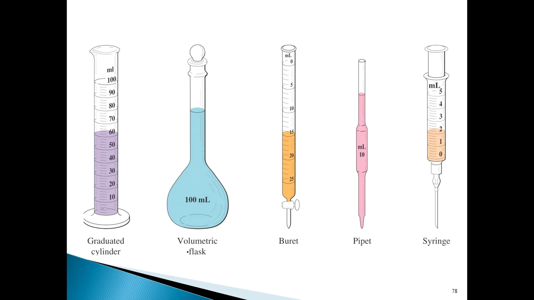The next glassware you see here is called the volumetric flask. Now, this is unlike the graduated cylinder. The volumetric flask is very accurately made. The graduated cylinder is used mainly for approximate volume readings or volume measurements, but the volumetric flask is made to measure a particular volume very accurately.